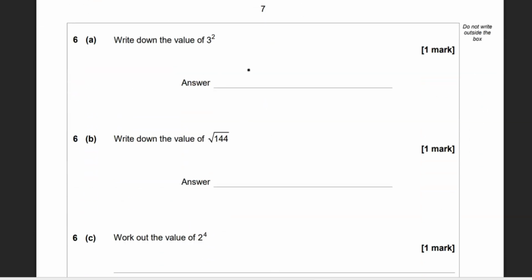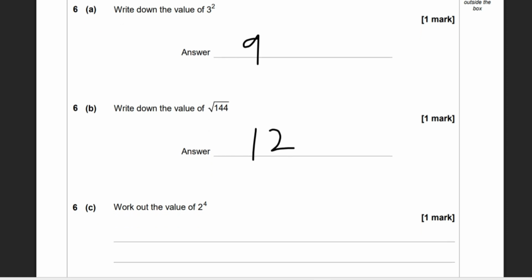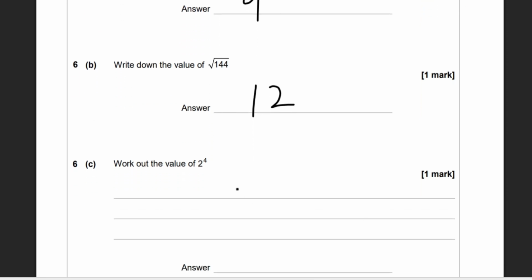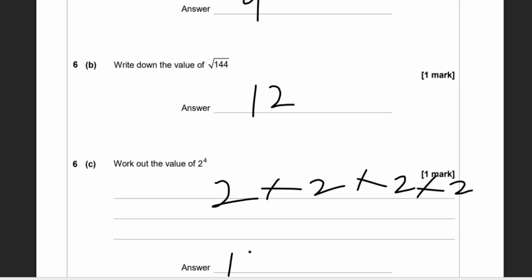3 squared means 3 times 3, which is 9. Square root of 144. What times what is 144? That's 12. And 2 to the power of 4 means 2 times itself 4 places. Take note, it doesn't mean 2 times 4. So you multiply 2 times itself in 4 places: 2 times 2 times 2 times 2. 2 times 2 is 4, 4 times 2 is 8, 8 times 2 is 16. And that gives us 16.